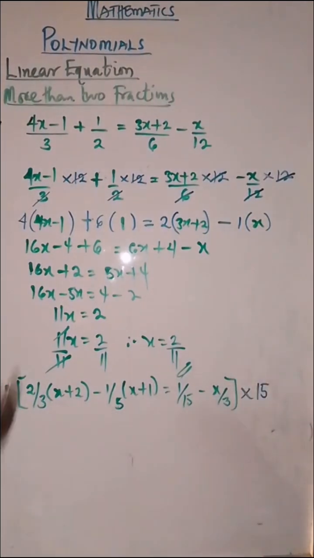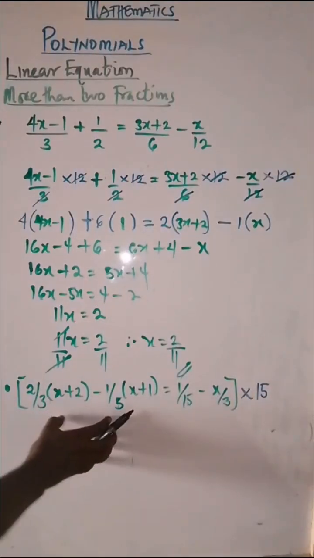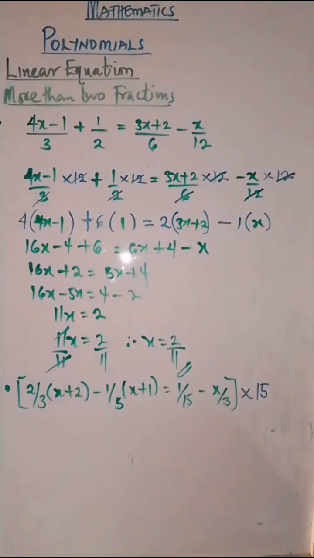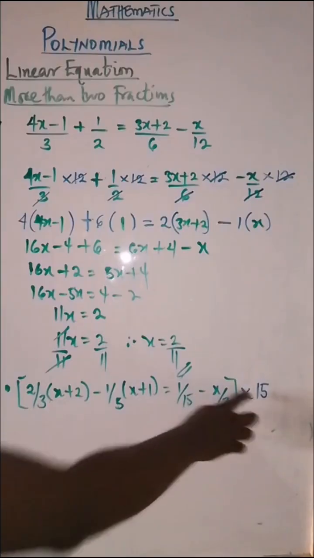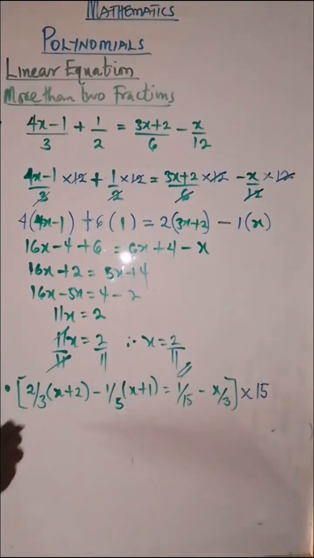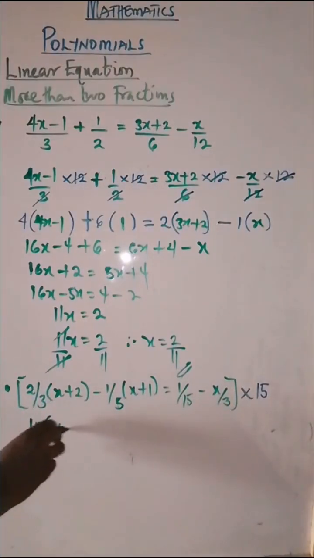So instead of wasting your space writing 15, 15, 15, 15, you can write outside there. It means you multiply both left hand side and right hand side by 15. So we take them one by one. So everything here multiplies 15. And doing so, 3 will cancel 15. 3 in 15, that is 5. 5 times this 2 here, that is 10. So here we have 10 into x plus 2.